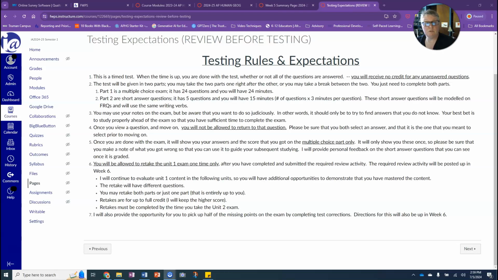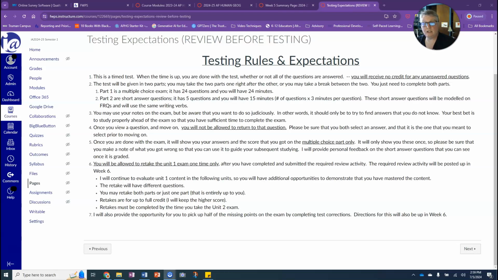Part 1 is a multiple choice exam. It has 24 questions and you will have 24 minutes. So 1 minute per question. Part 2 are short answer questions. It has 5 questions and you'll have 15 minutes. The number of questions times 3 minutes per question. And again, that's the pacing we're aiming for on the AP exam.